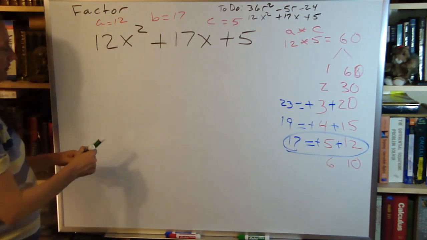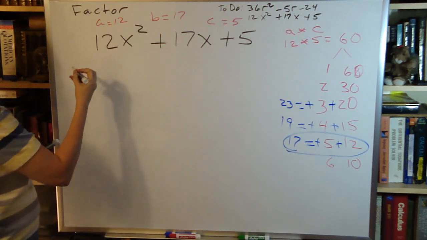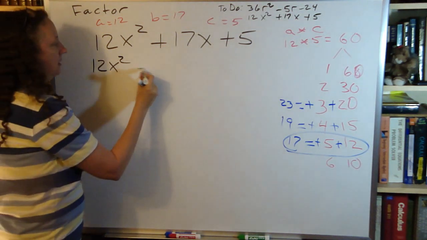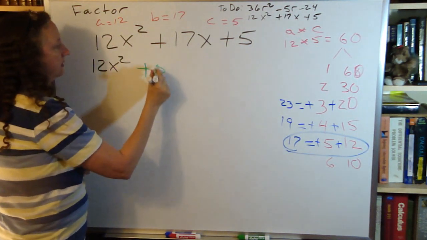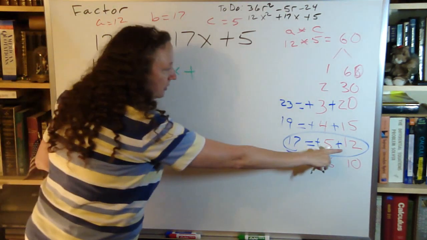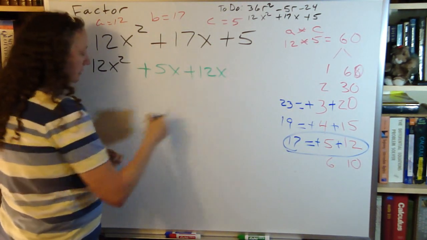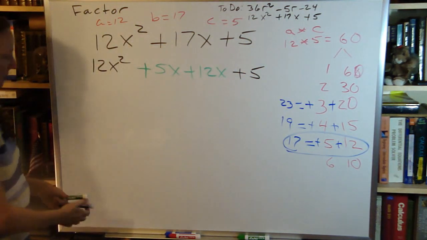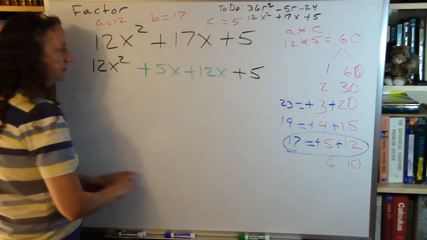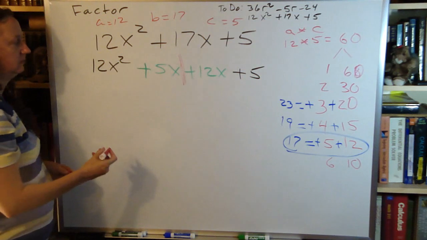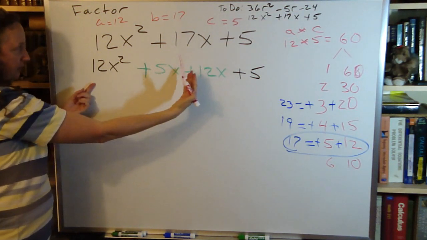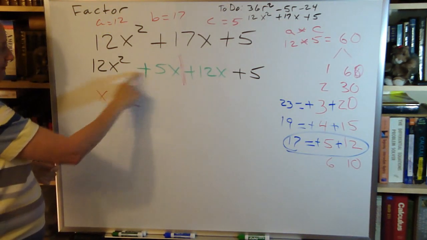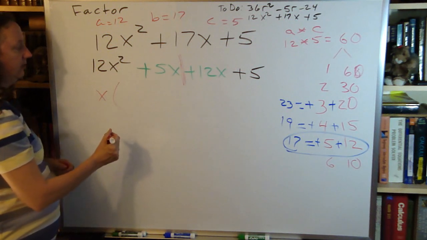So now I know my numbers to replace. I have 12x squared plus 5x plus 12x plus 5. Split them down the middle. Ignore that. What can I factor out here? Just an x. I can't factor a 5 out of this, so it's just an x.